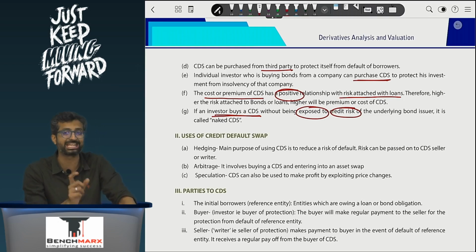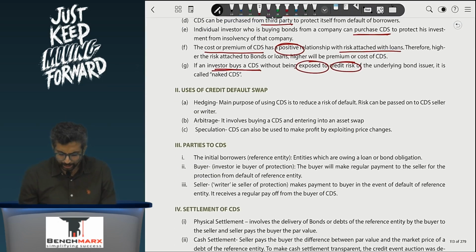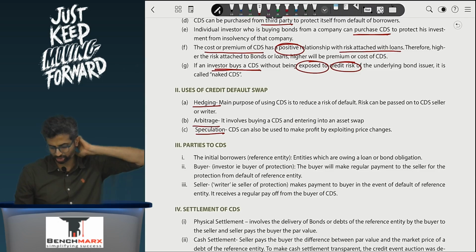This is called as naked CDS. What is naked CDS? I don't have the bond. I'm just taking the CDS. Uses of CDS, hedging is one of the main uses. Arbitrage or even speculation, like for naked CDS, speculation is also one of the uses.